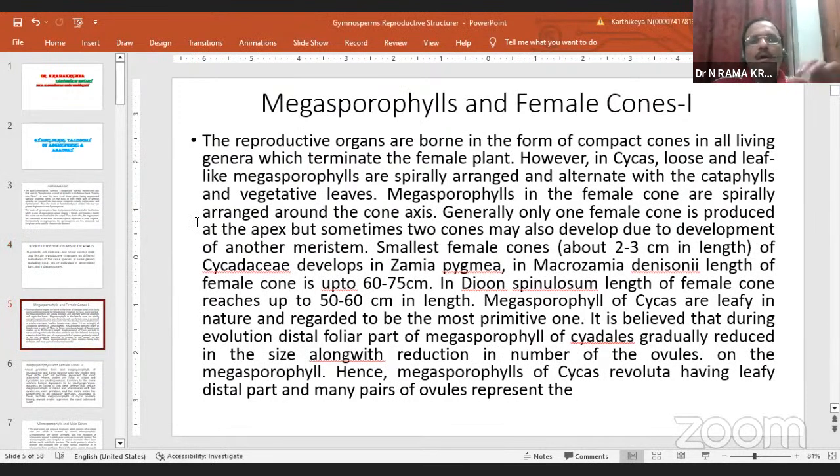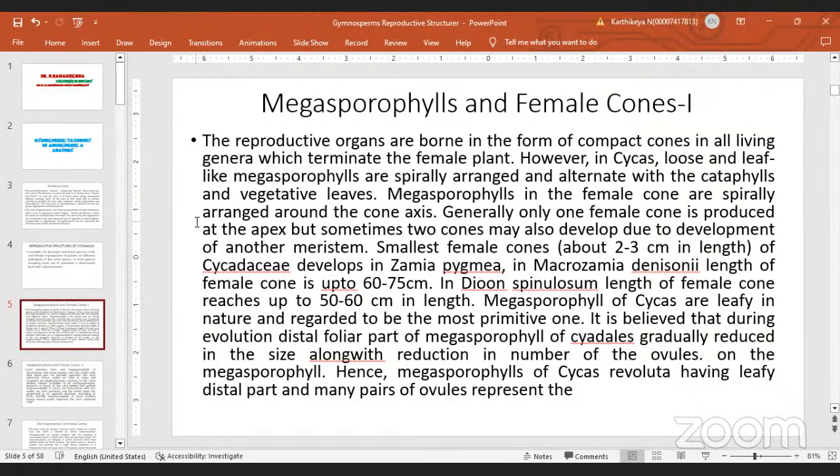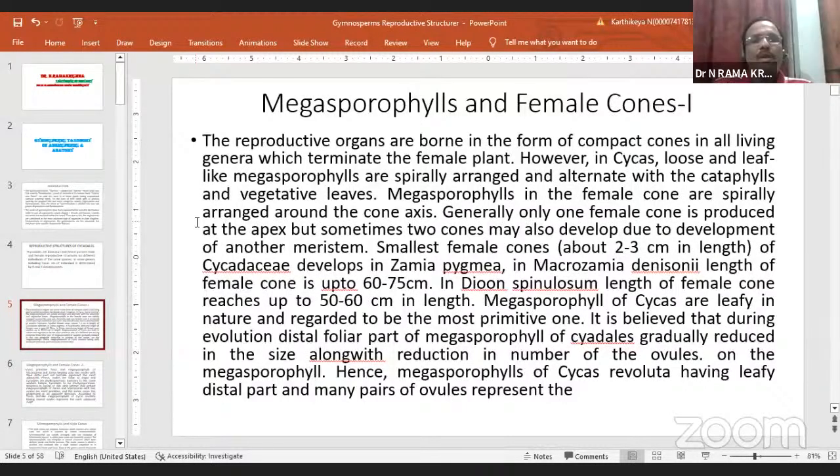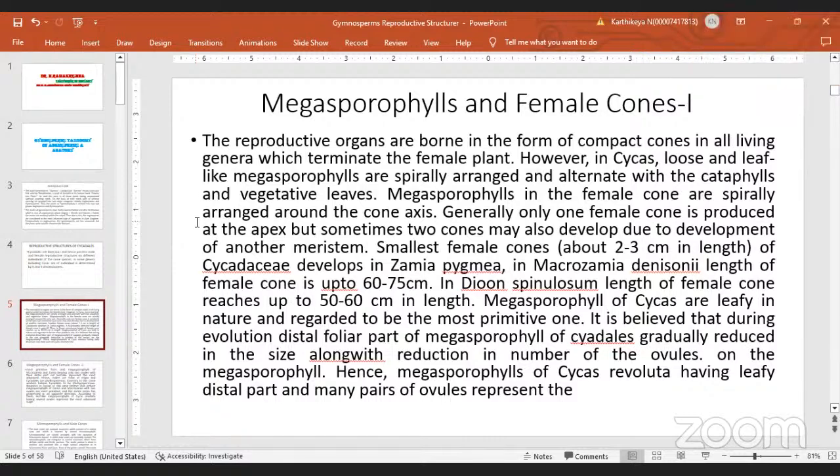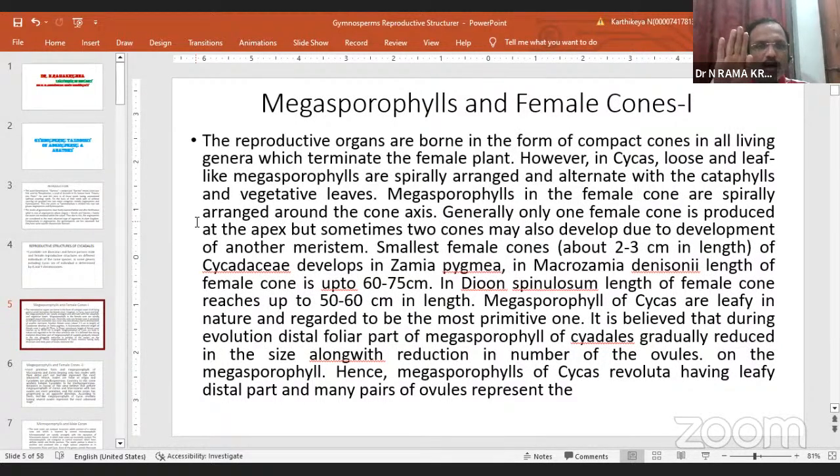Now you see the megasporophylls. Megasporophylls means female reproductive organs. For example, this is a Cycas plant. At the tip of the branches, one of the structures is modified into female or male reproductive organs. So only the tip of the branches will bear the reproductive organs. In all, the cones are developed only at the tip of the branches.